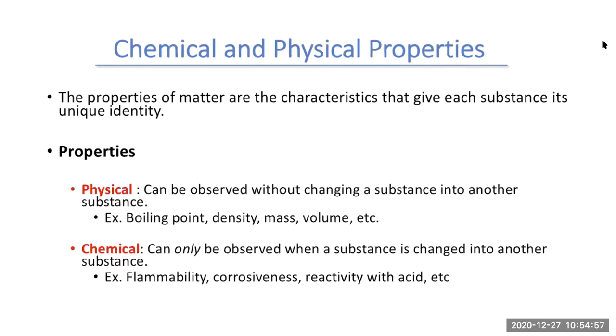And now when we look at chemical properties, those can only be observed when we're doing a chemical reaction. So when a substance gets changed into another substance. Examples of chemical properties are how flammable something is, so its flammability, the corrosiveness, how much it reacts with an acid, how reactive it is. All those are chemical properties because they come about after we do a chemical reaction on the substance. And there's something we can observe only when we're doing a chemical reaction.